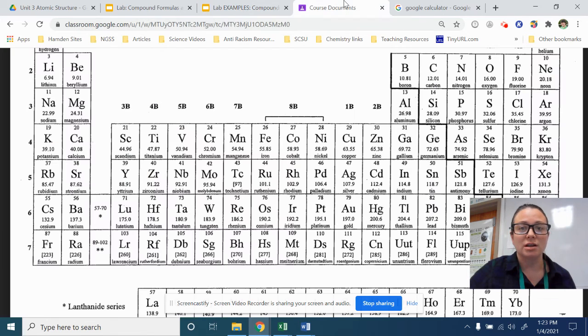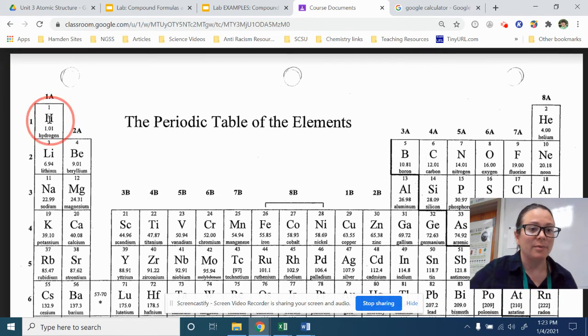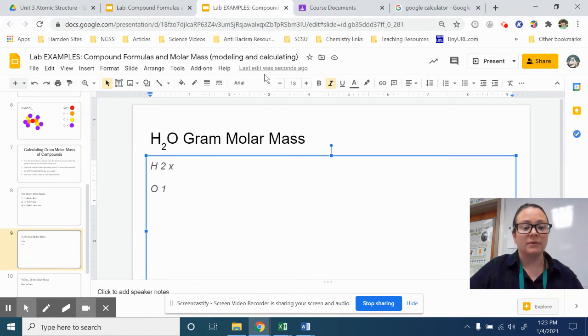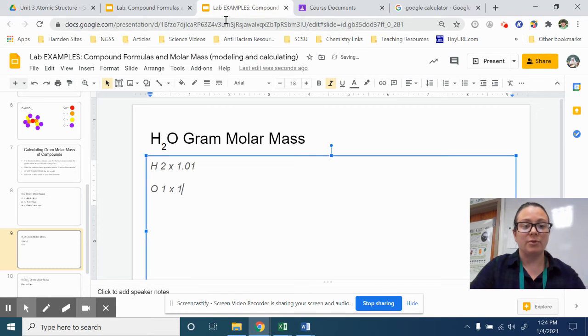So H, the atomic mass of H, where is it? Here it is. H, the atomic mass is 1.01. Oxygen, we find oxygen on the periodic table. Here it is. Its mass is 16, so I multiply by 16.00. And now I'm going to do that math. 2 times 1.01 is 2.02. 1 times 16 is 16.00.